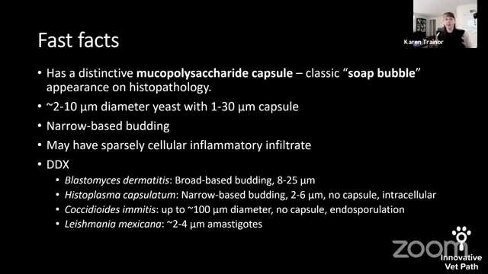Those of you that see cases from the southwest of the United States or central South America or portions of Mexico, you might see that. And Leishmania mexicana, we've talked about in cats as a differential for cutaneous lesions, especially if they're on the face or around the nose.